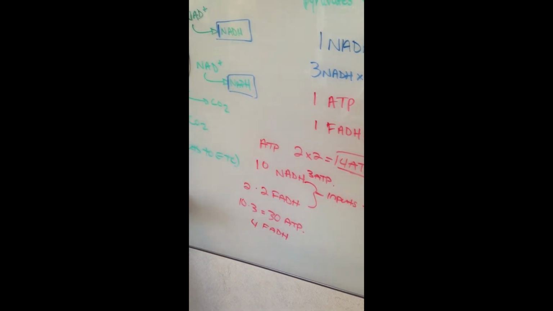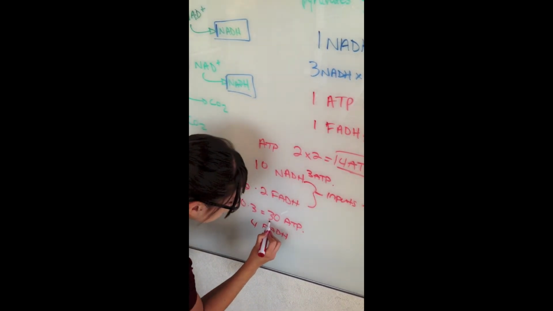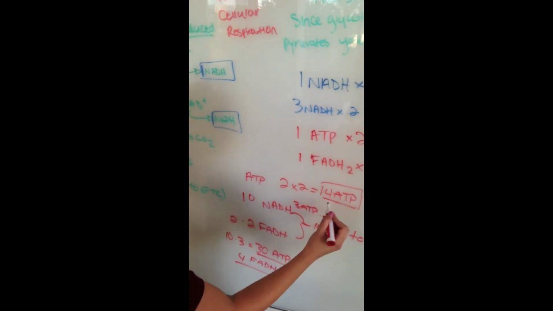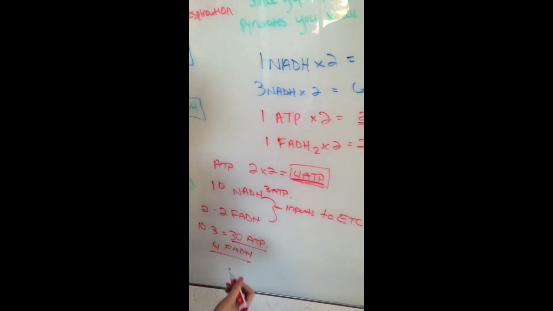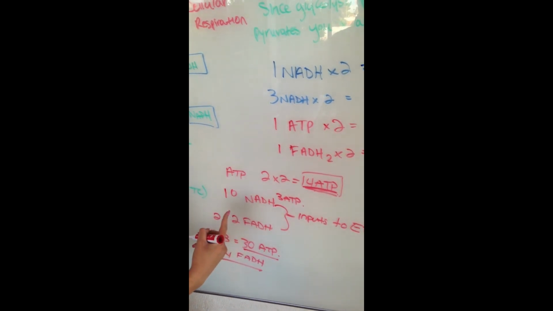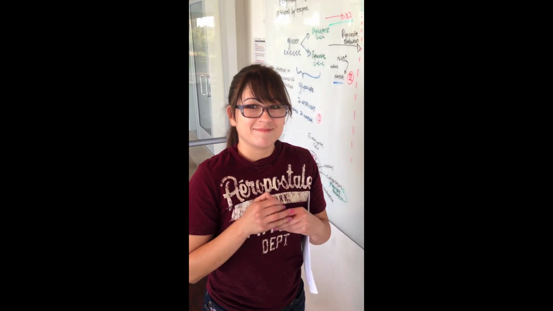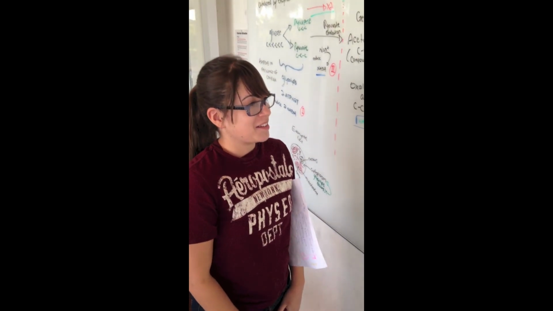So now you are left with 30 ATP, 4 from FADH, plus the 4 ATP that you had originally up here, giving you a total of the 38 ATP promised by cellular respiration. That's it.